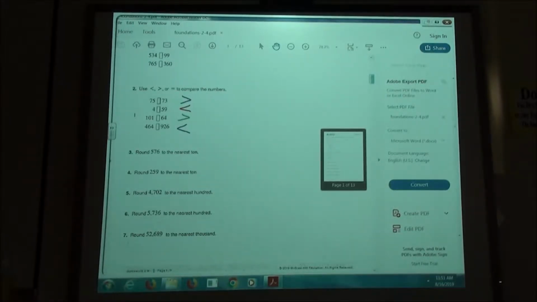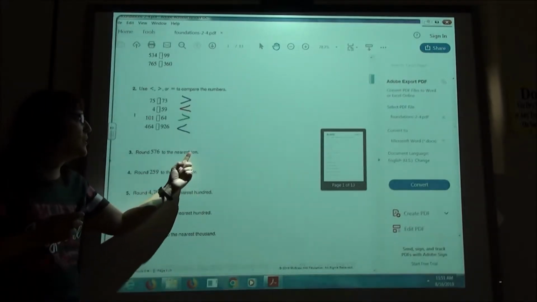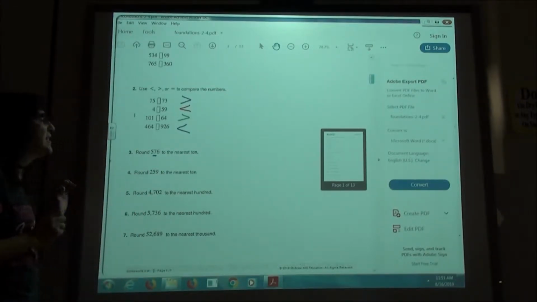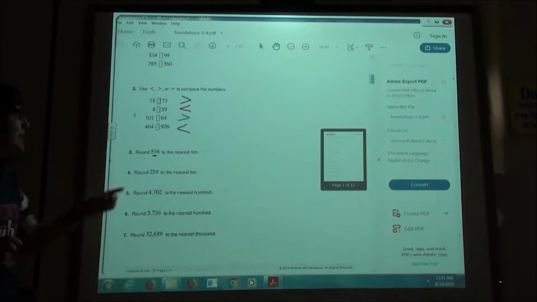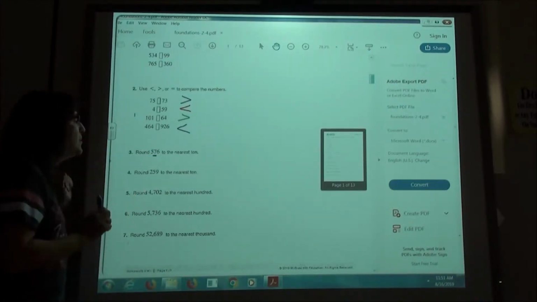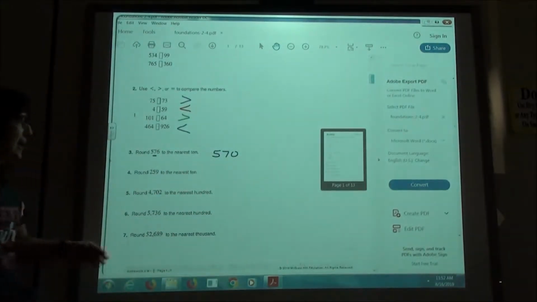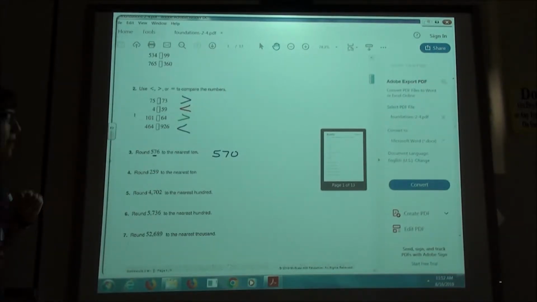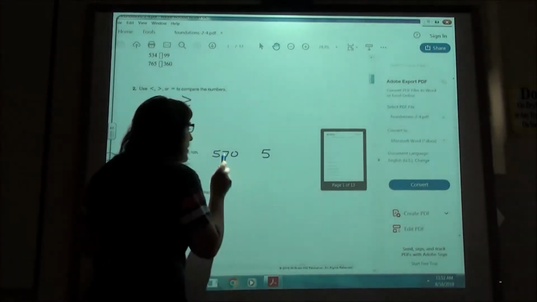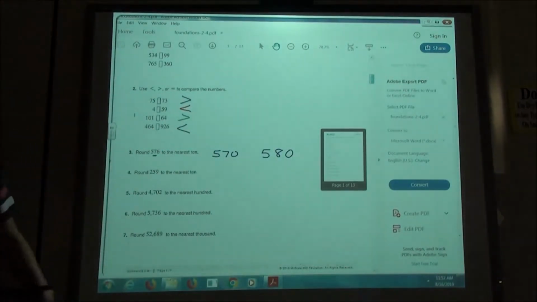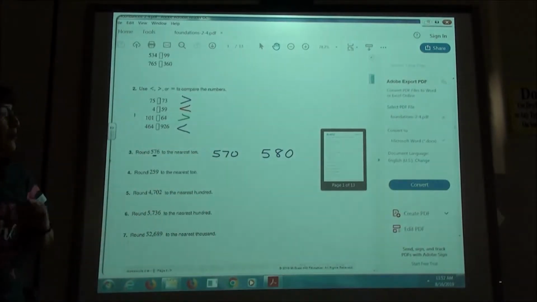Number 3. We are rounding. When you round a number, you want to first of all figure out what place you're rounding it to. This one says round to the nearest 10. So I'm going to underline the tens place. The 7 happens to be in the tens place. I have 2 options. I'm going to leave the number in front and the number in the tens place the same and make the last number a 0. So 570 is one of my options. Or my other option is I round the 7, which was in the tens place, up by 1, so 580. That's my 2 options if I'm rounding this number to the nearest 10.